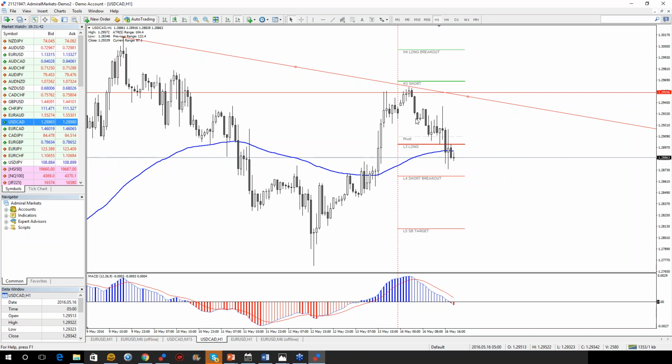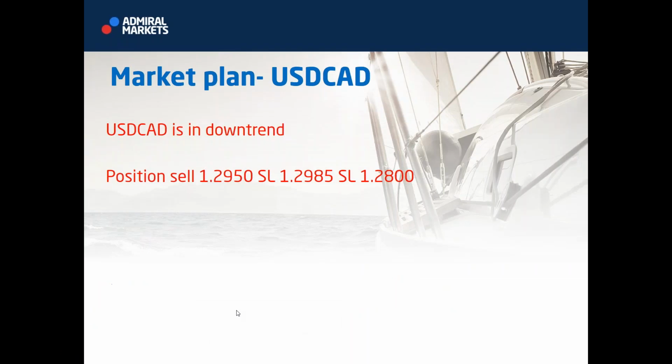Last time it rejected from this level, so I think it might reject again. So 29.50 is my zone for sell. 29.85, only 35 pips stop loss, targeting 28.